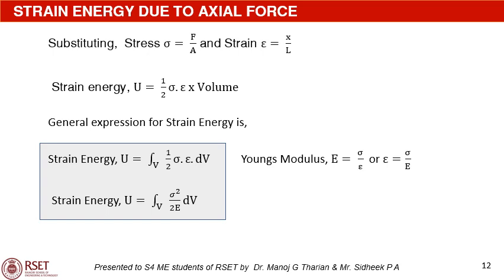By Hooke's law, the Young's modulus E is equal to stress by strain, that is sigma by epsilon, or epsilon is equal to sigma by E. Thus, we get the expression for the strain energy as U is equal to integral over the volume V sigma square by 2E into dV.